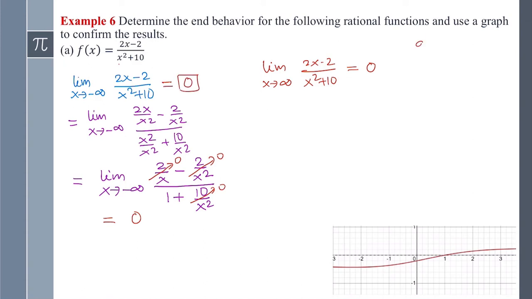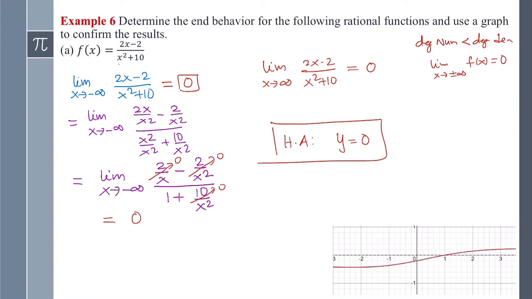So if the degree of the numerator is smaller than the degree of the denominator, then the limit at infinity for the rational function, so the limit as x approaches positive or negative infinity of the rational function, is 0. And then we have one more thing. If we get a finite limit when we are finding the limit at infinity, then we say that there is a horizontal asymptote for the function. So for this function, the horizontal asymptote is y equals 0.